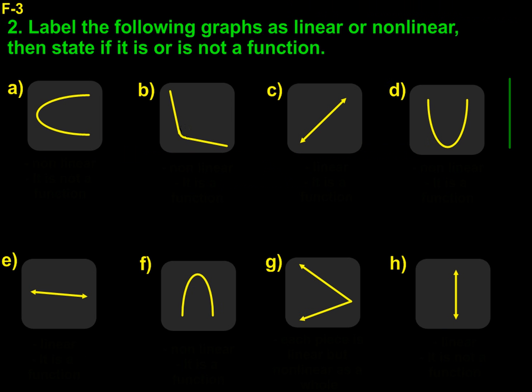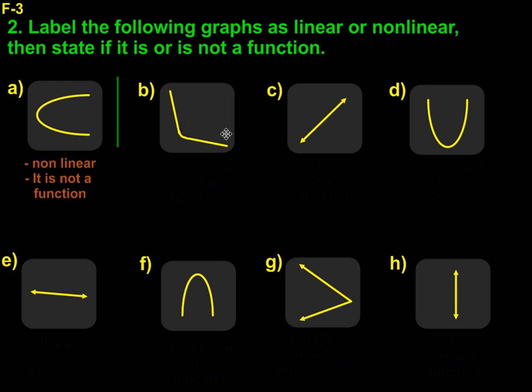Start by taking a look at question number 2. Label the following graphs as linear or nonlinear, and then state if it is or is not a function. If we look at A, one of the ways to determine if it's a function or not is by using the vertical line test. So I shall pass the vertical line through it. You can see it touches in more than one spot, so that indicates that it's not a function. And it's also not linear.